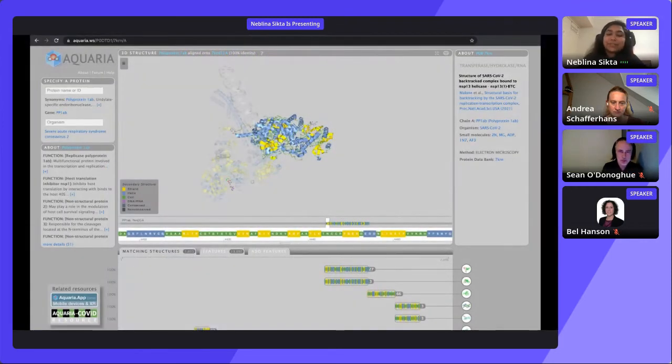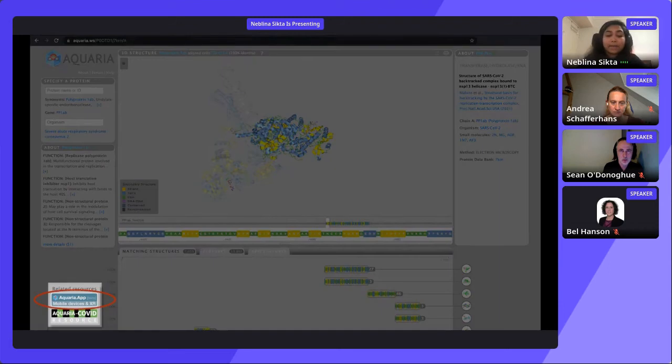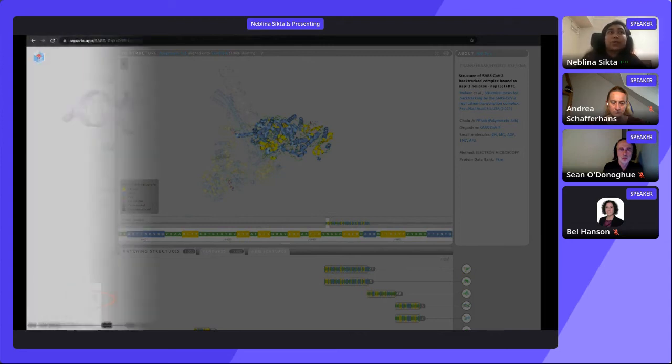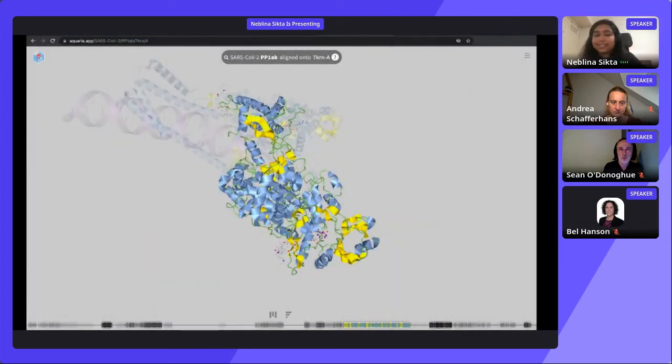Next, I'm going to talk about something very exciting. We've been working on a newer version of Aquaria called the Aquaria app, and it's currently online. If you want to view a structure on Aquaria app, simply click on the resource button on the bottom left, and it will automatically open up the structure on Aquaria app, which will look something like this.